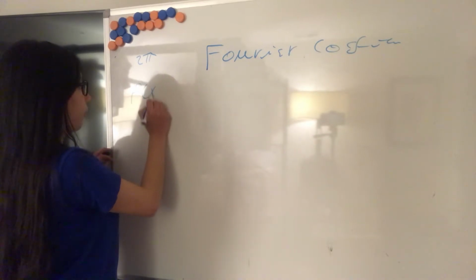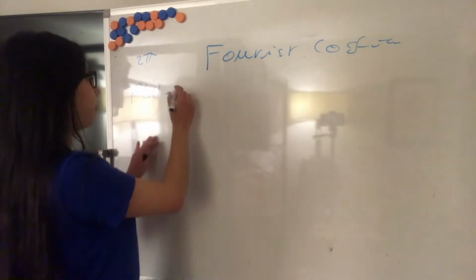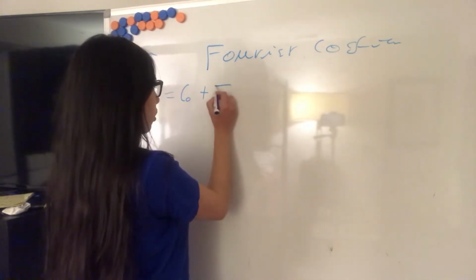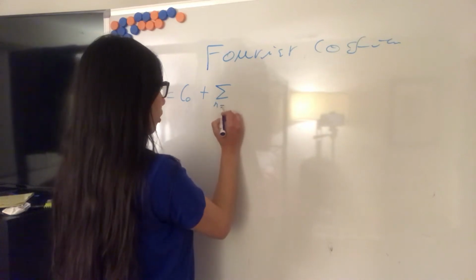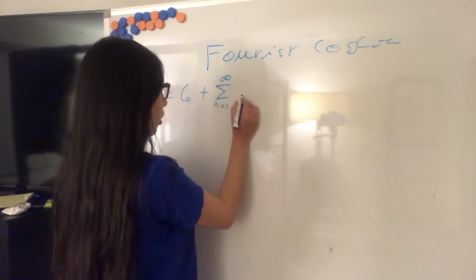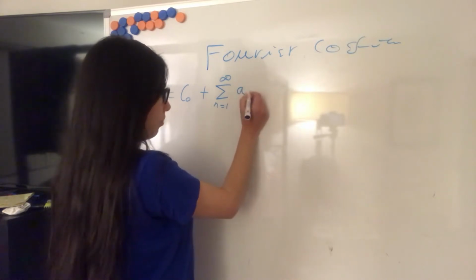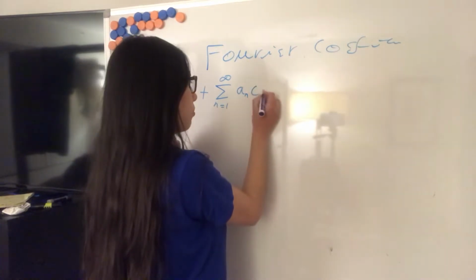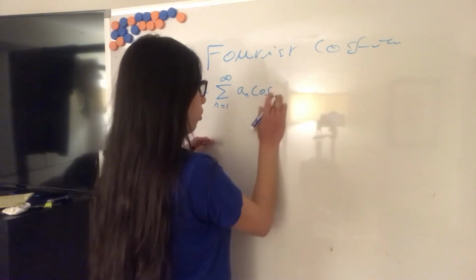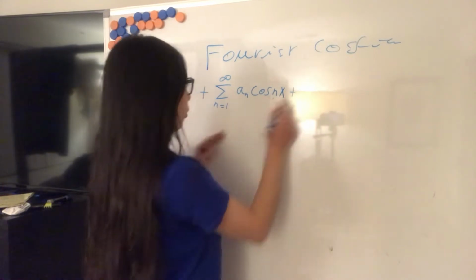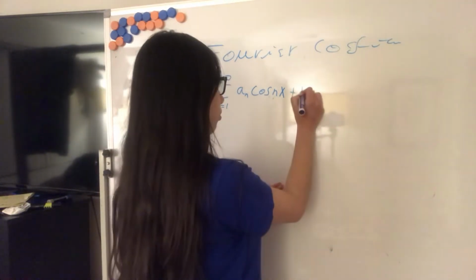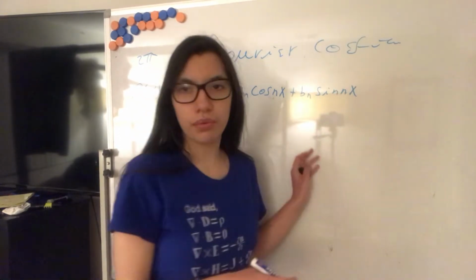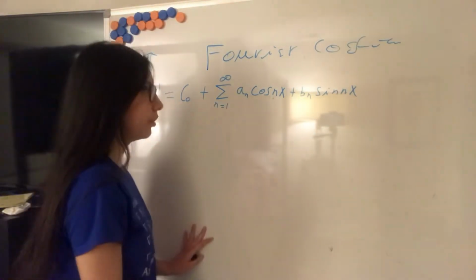f of x, whatever the function would be, equal to a constant plus the summation from n equals 1 to infinity of some constants, I will put it a sub n, times the cosine of nx, and also I will have some sine terms, so plus b sub n times the sine of nx. We have talked about this in other videos.